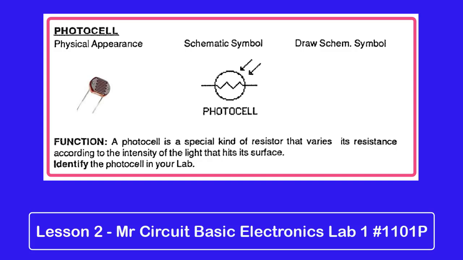The next one is a photocell. We've drawn one there that has 2 leads on it. The schematic symbol shows arrows pointing in like the light coming down on it. It's got a resistor symbol in the middle of it because the resistance changes on a photocell depending on how much light is on it. The function of a photocell is a special kind of resistor that varies its resistance according to the intensity of the light that hits its surface. Identify the photocell in your lab.